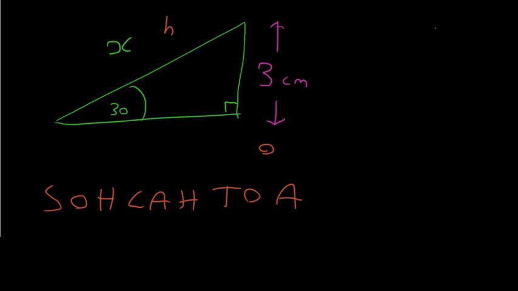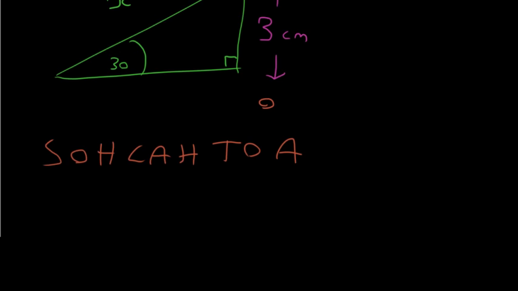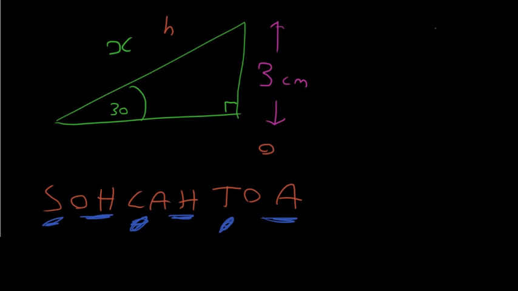And basically this tells you that sine links with O and H, cos links with A and H, and T links with O and A. So sine, cos, and tan. The other two are the sides that you deal with if you're trying to remember which way around it is.